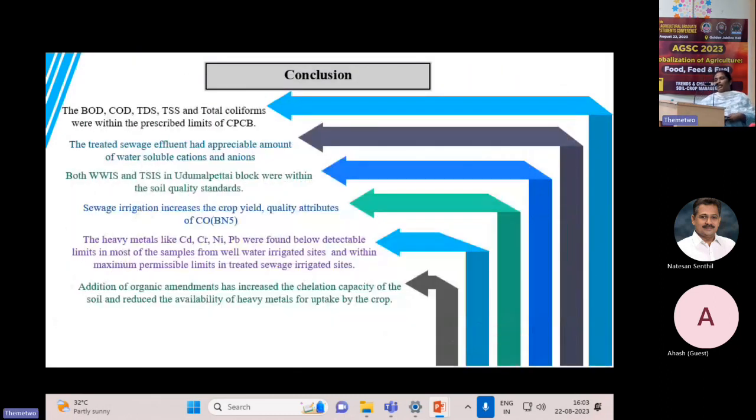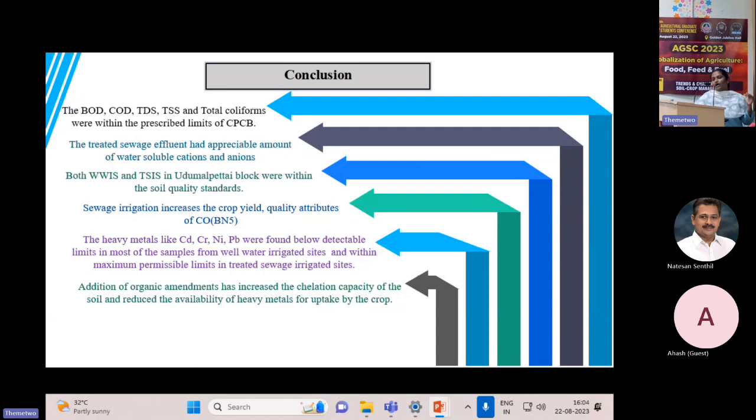And coming to the conclusion, when we take the water from the STP, the BOD, COD, TSS, TDS and coliform contents are all within permissible limits. Only after treatment are they discharged into the lined channel, and the treated sewage effluent has an appreciable amount of cations and anions. The well water irrigated sites and treated sewage irrigated sites of Udumalpet block all meet the CPCB quality standards. With this, I carried out my second objective.